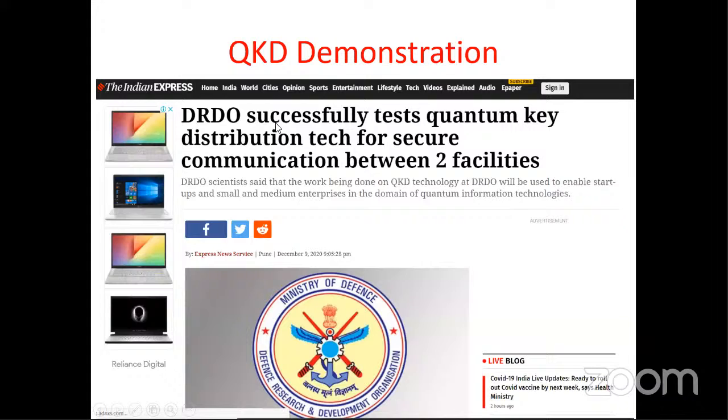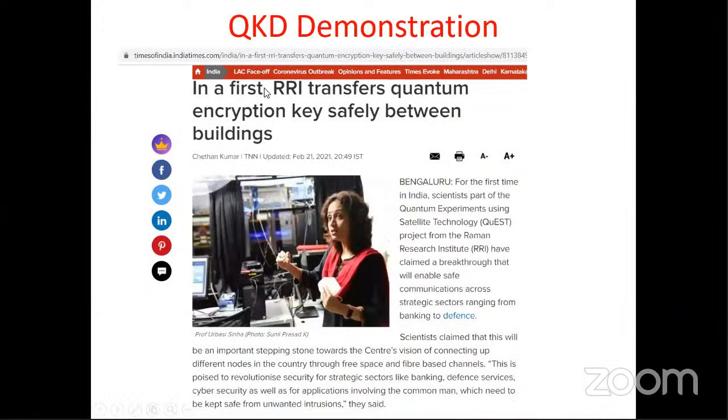Also, DRDO demonstrated quantum key distribution using a variant of the DPS protocol. This was done last year between two DRDO facilities in Hyderabad, at a distance of 15 kilometers or so. Recently, a few weeks back, at Raman Research Institute in Bangalore, Professor Urbasi Sinha demonstrated satellite-based QKD between two buildings of that institute. Although the distance is not that much, they are able to use satellite-based QKD. Using those things, we can increase the distances.